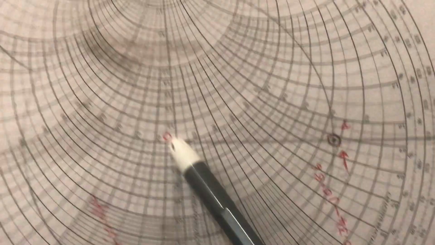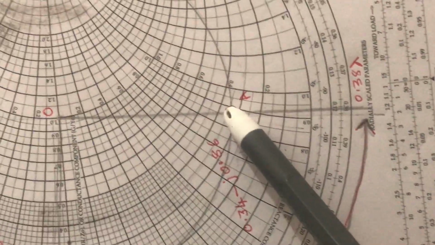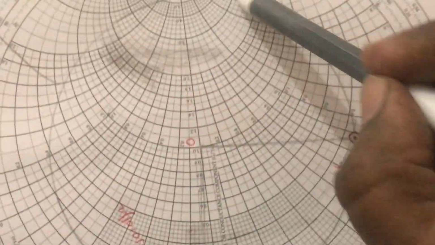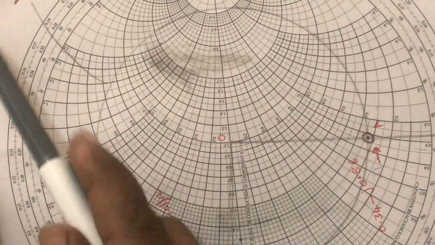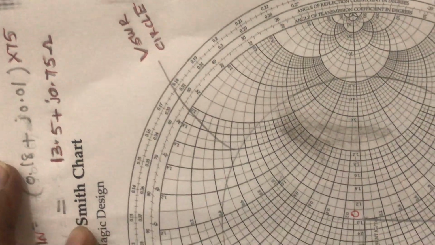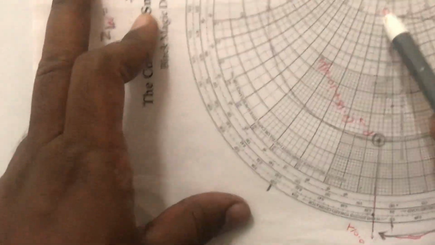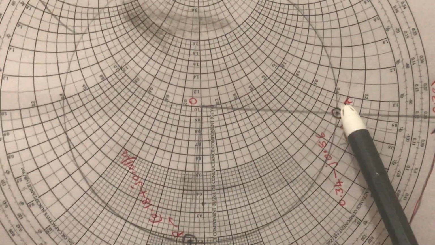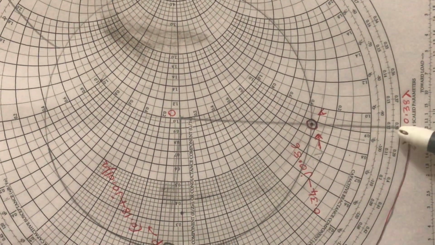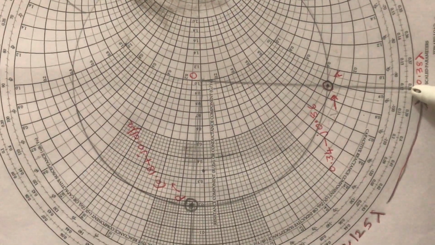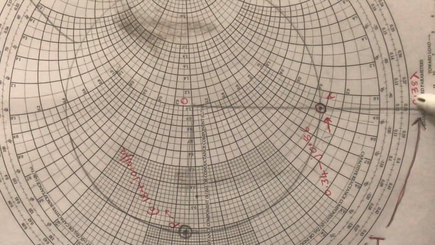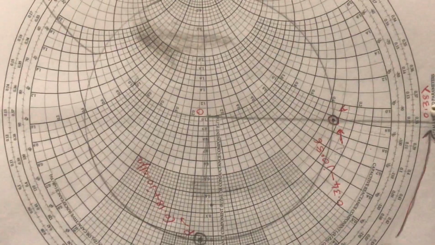With center O and radius OA, draw a VSWR circle like this. This is termed the VSWR circle. Now from the origin O through A, draw a straight line like this. It intersects the circumference at 0.38 lambda. You can check that, 0.38 here. So the load is at 0.38 lambda.